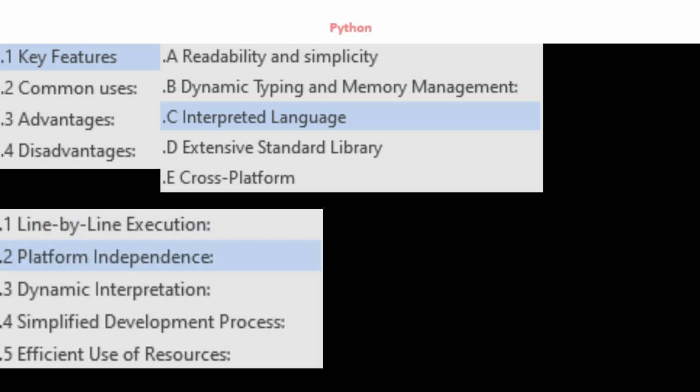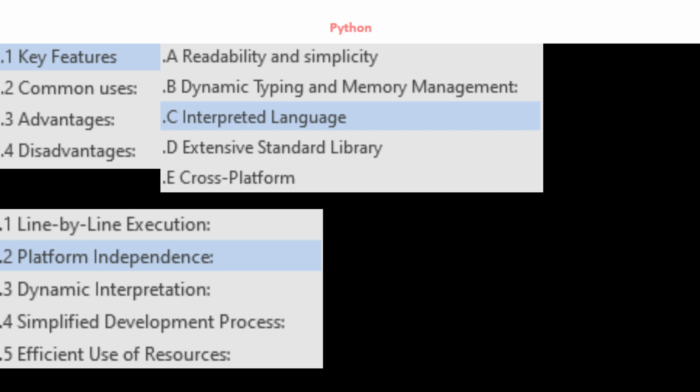Platform independence. Cross-platform compatibility. Python code can be run on any platform with a compatible interpreter, making it highly portable across different operating systems. Example: the same Python script can be executed on Windows, macOS, and Linux without modification.